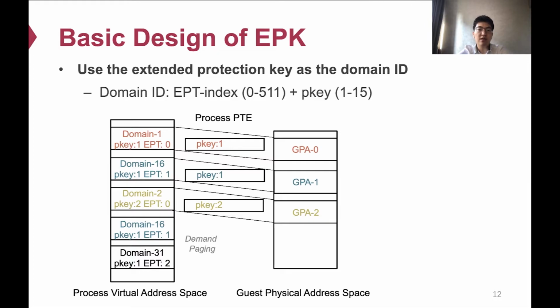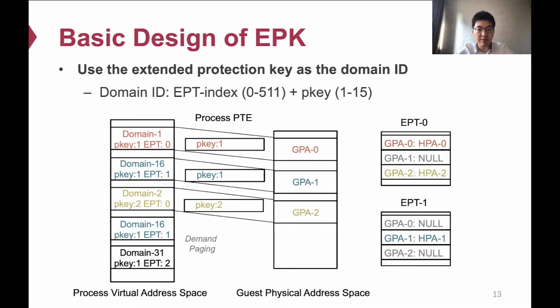Each EPT can hold 15 domains for an application, and the 15 domain IDs have the same EPT index but different PKeys. For example, domain 1 and domain 2 are both in EPT 0, but use PKey 1 and PKey 2 respectively. The same PKey can be shared by domains in different EPTs concurrently.